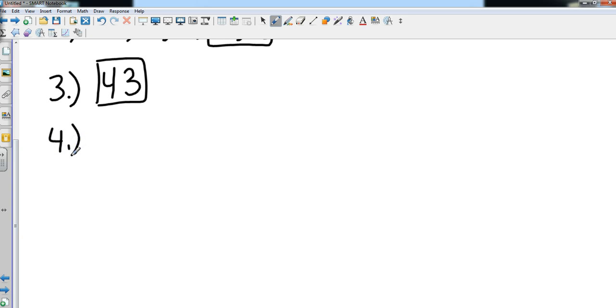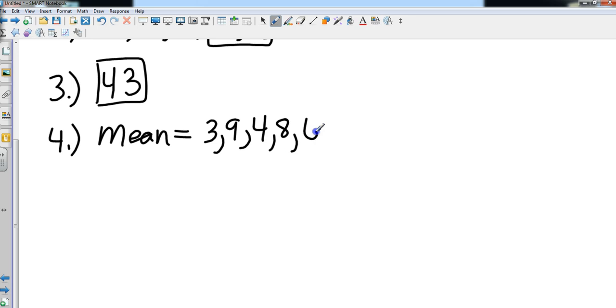Question number 4 is going to ask us to find the mean absolute deviation and round it to the nearest tenth. The first thing we need to find is the mean. And so we're going to take 3, 9, 4, 8, 6, and we're going to add those together. That's going to give us a total of 30. Then we divide that by the number of pieces of data that we have. So divided by 5. So our mean is going to be 6.